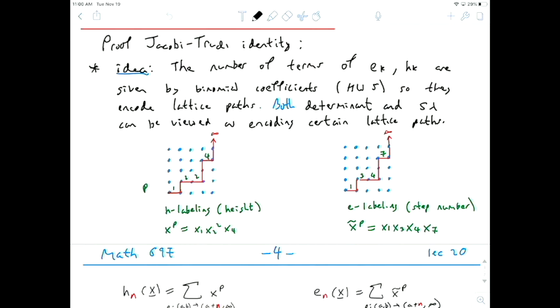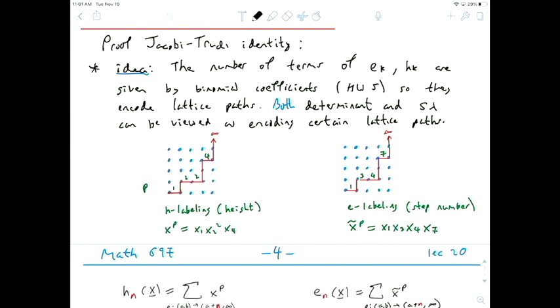So the idea is maybe that the terms of an elementary symmetric function or a complete symmetric function, and this is kind of from your homework, are given by binomial coefficients. They encode lattice paths, which we know are counted by binomial coefficients. And then both the determinant and the Schur function can be viewed as encoding certain tuples of lattice paths. That's the idea, but let's break it down.